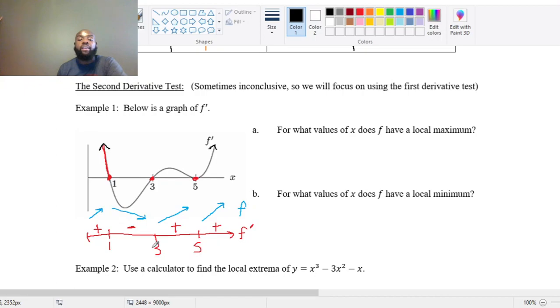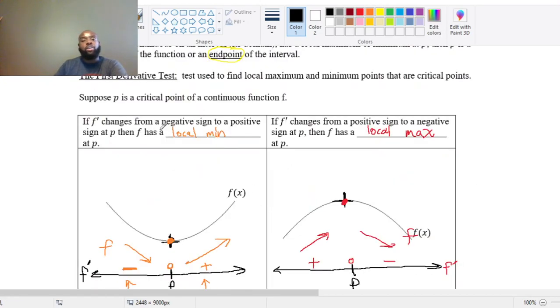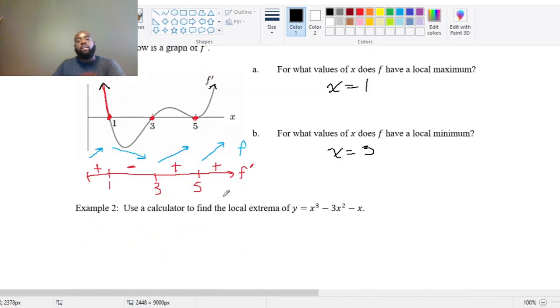Then what I know here is that my graph has a local max at x equals 1. It has a local minimum at x equals 3. And it has neither at x equals 5 because the derivative doesn't change signs. The first derivative test says it's only going to have a local min when it changes from negative to positive, and it's only going to have a local max when it changes from positive to negative. All right, it goes from increasing to a horizontal tangent line and then continues to increase.